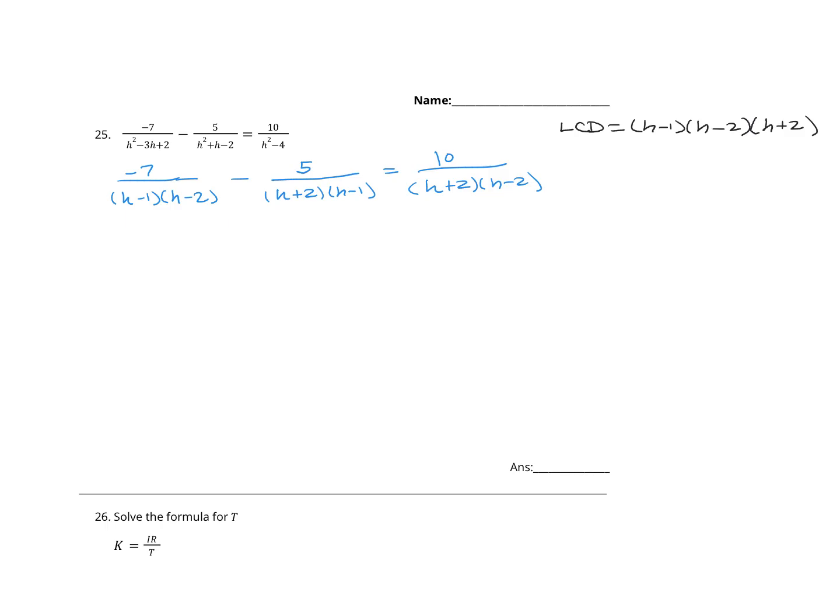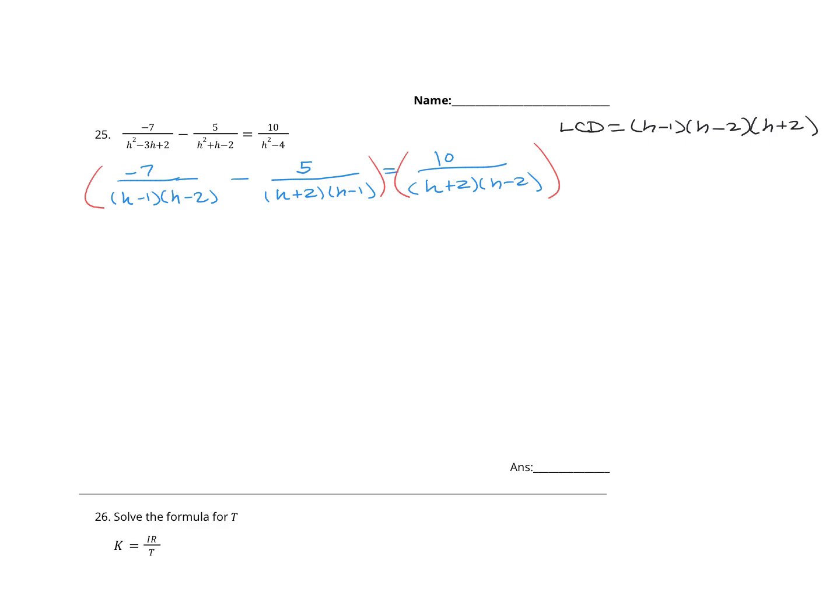And again, the first one is captured by the first two factors. The second one is captured by the first and third factor. And then the last one is captured by the second and third factor. So we are good. We are now going to multiply that LCD to both sides of this equation.